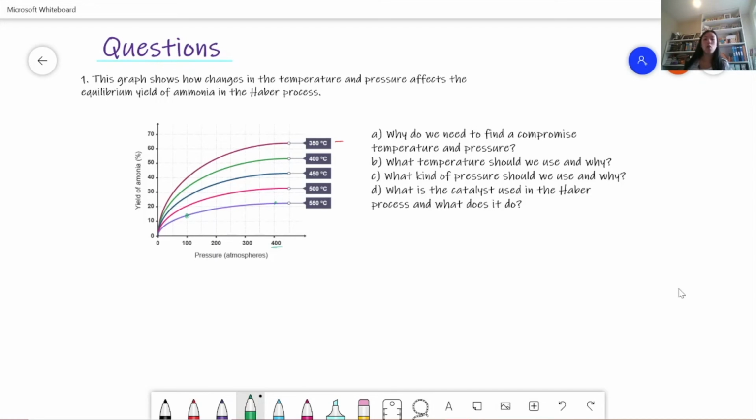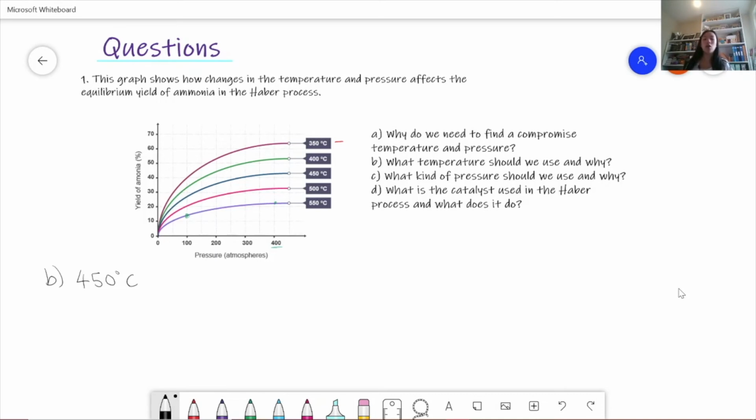For B, what temperature should we use and why? For the Haber process, it's good to just remember the pressure and the temperature because it comes up quite a lot. So for B, we normally use a temperature of 450 degrees Celsius. And this is because it gives us quite a good yield, but isn't too low a temperature so that the rate of reaction is very slow and it costs us a lot.